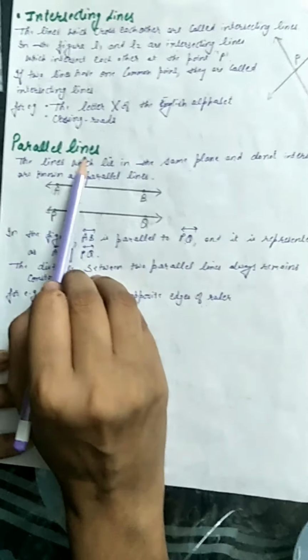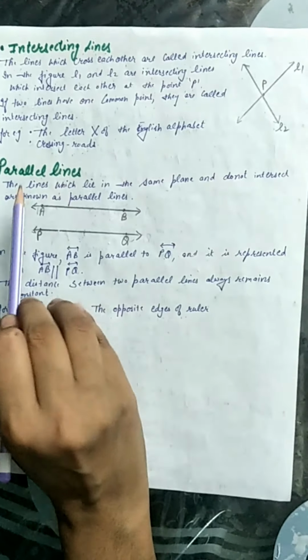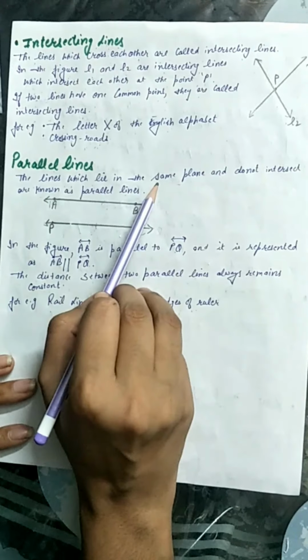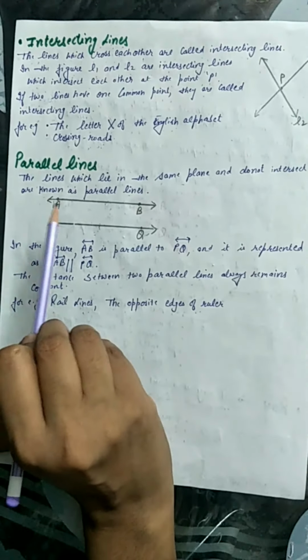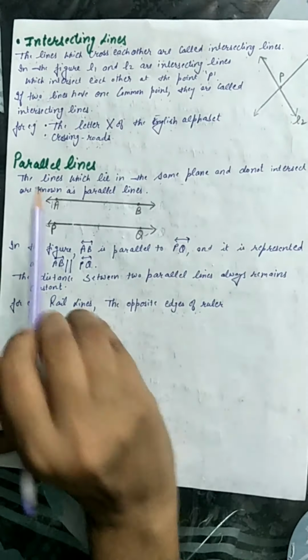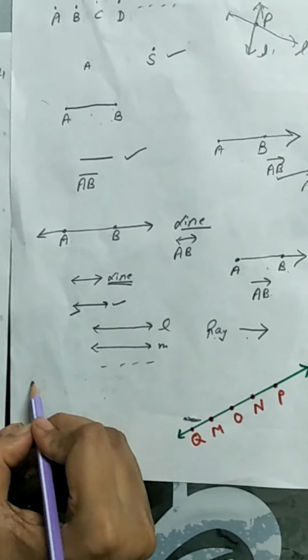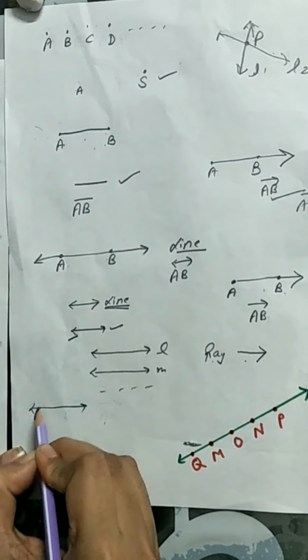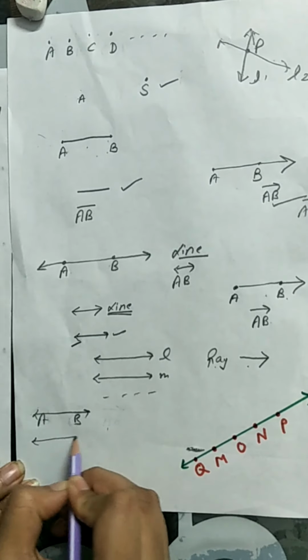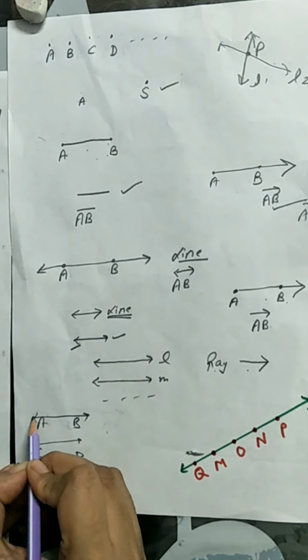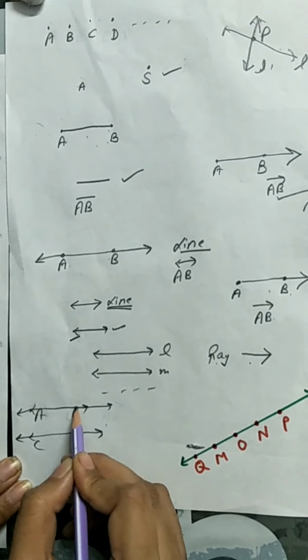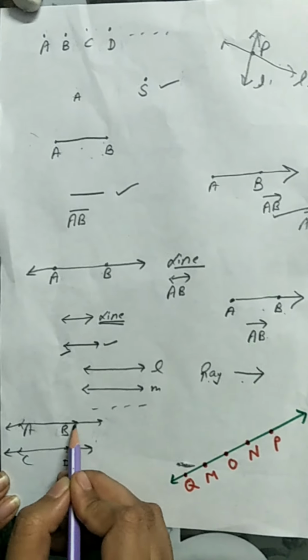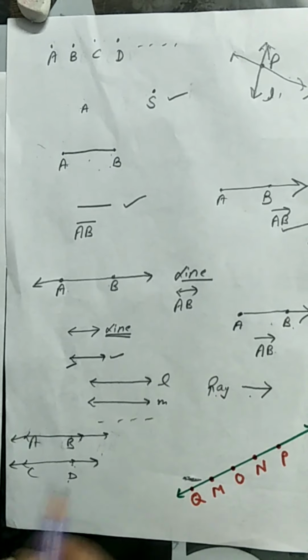So next is parallel lines. What are parallel lines? The lines which lie in the same plane and do not intersect are known as parallel lines. So see, if I take two lines AB and CD, we can extend them in any direction like this. They will never meet each other. So these lines are called parallel lines.